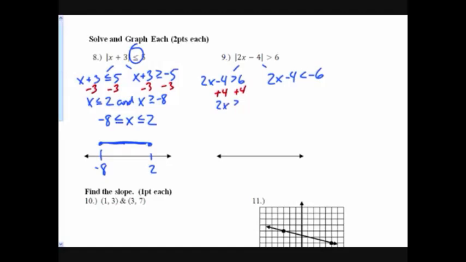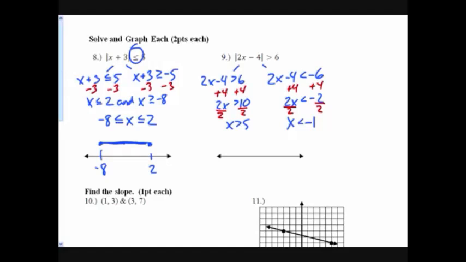Gives me a 2x is greater than 10. I divide each side by the 2. So I get x is greater than 5. Over here, I have to add the 4 to each side. So I end up with a 2x is less than negative 2. Divide each side by the 2. So I find that x is less than a negative 1.